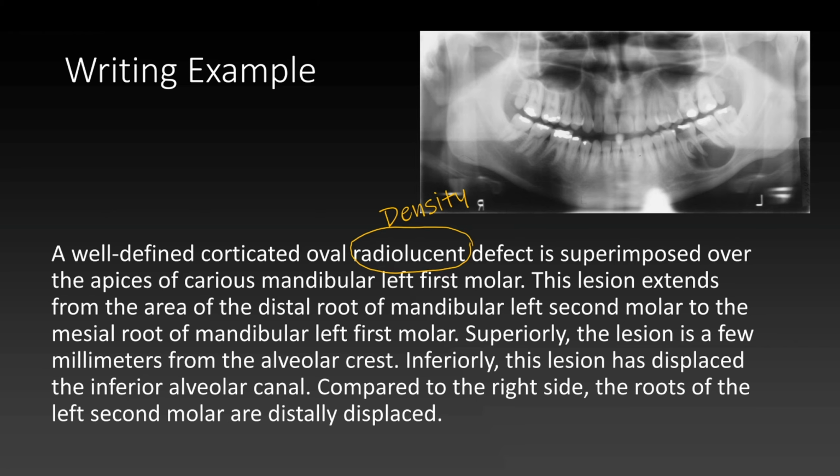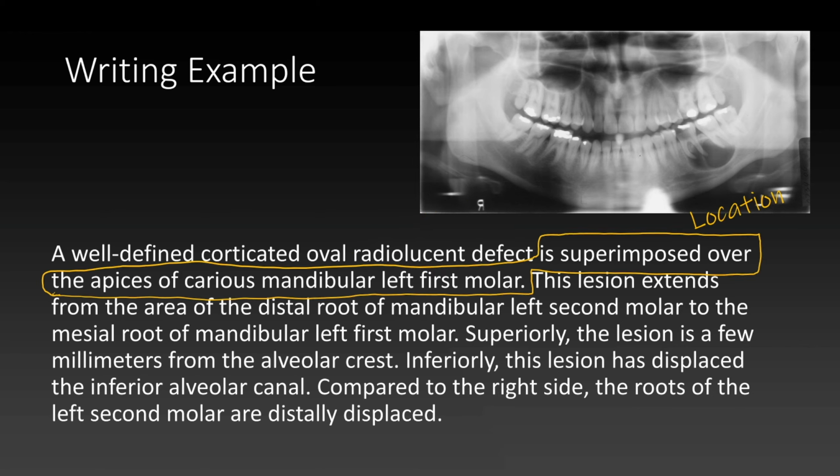With the word radiolucent, we are thinking of a lesion that has fluid or soft tissues. Now we are trying to describe the location of the lesion. It is superimposed over the apices of the carious mandibular left first molar. Create the habit of using the word superimposed. The word superimposed means that the lesion may be buccal to the roots, lingual to the roots, or around the roots. We do not yet know the relationship of this lesion with the roots.